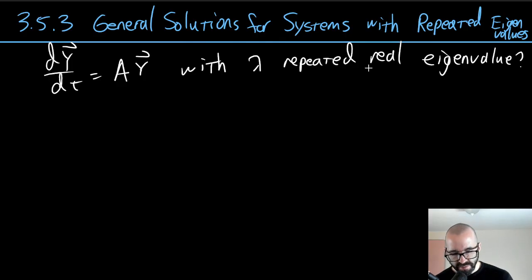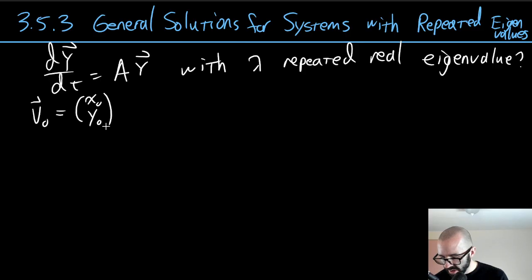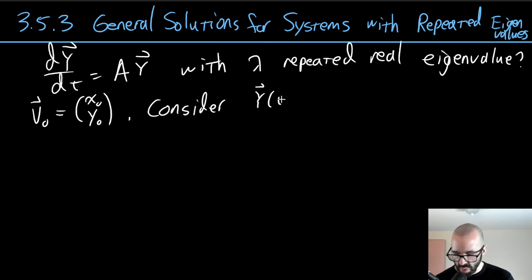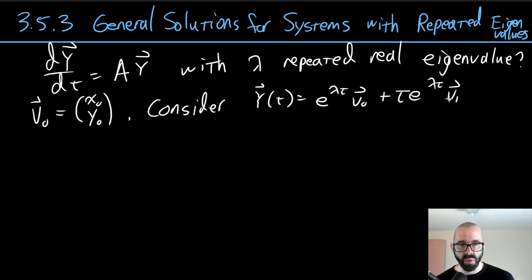But anyway, let's say we have this, and we're going to say that v naught is going to be our initial condition, x naught, y naught, and we're going to be really curious about whether we can generalize this. So we're going to look at the function y of t equals e to the lambda t times our initial condition plus t e to the lambda t times some vector v1. We're not going to actually make any assumptions on what v1 is.